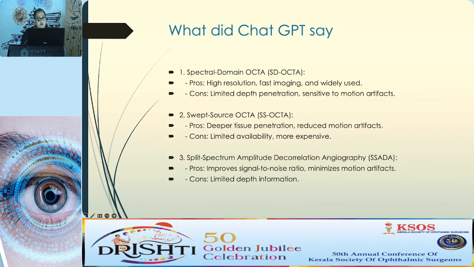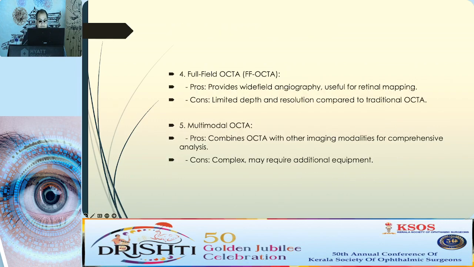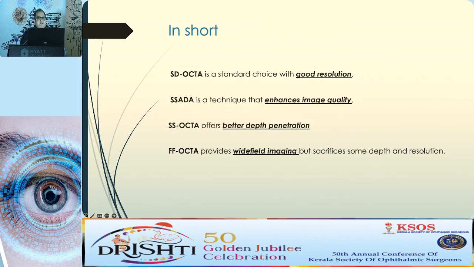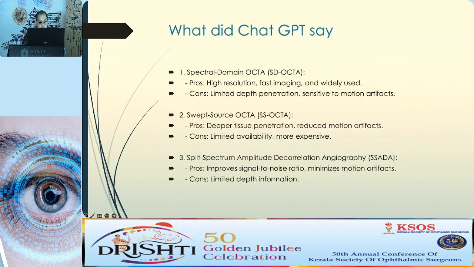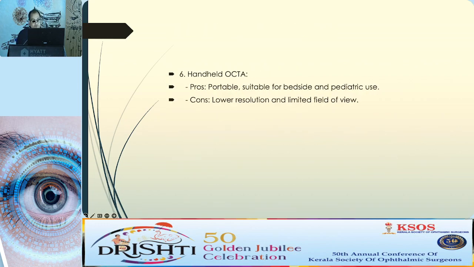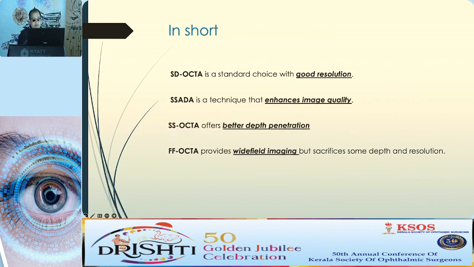So when I did not understand, I went back to the artificial intelligence. I asked it what exactly these meant, and it threw at me a multiple jargon of many things, which again confused me more. So what I did, I went back and just summarized it into 4 lines. SD OCTA, that is a spectral domain OCTA, is a standard choice when we need a good resolution. SSADA is actually a split spectrum amplitude decorrelation angiography. This one enhances the image quality.